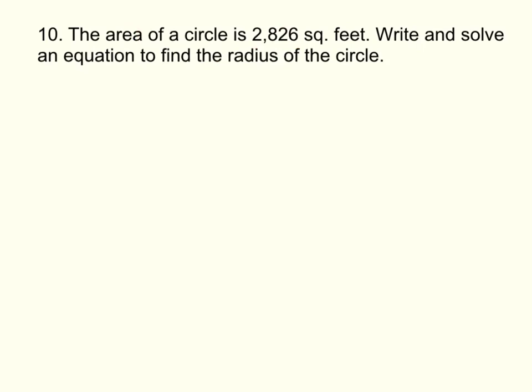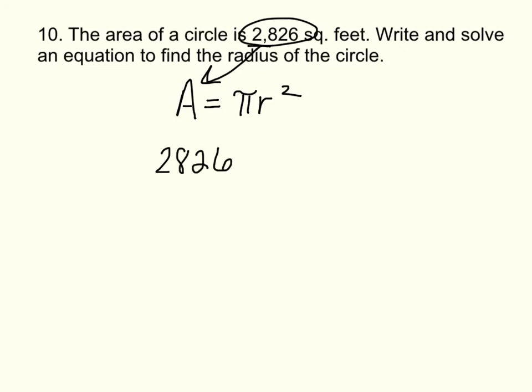Our last example, number 10, we're going to do the same thing. The area of a circle is 2,826 square feet. Write and solve an equation to find the radius of the circle. Once again, we know the area of a circle is A equals pi r squared. We know the area is 2,826, so that gets plugged in for the letter A, because that represents area. So we get 2,826 equals pi, which is 3.14, times radius squared.